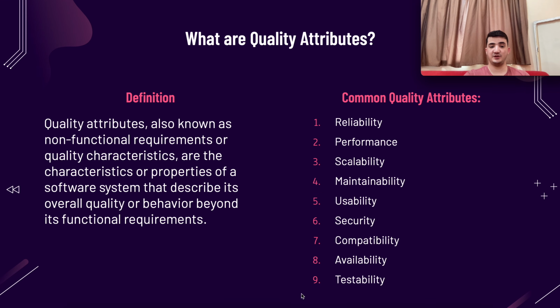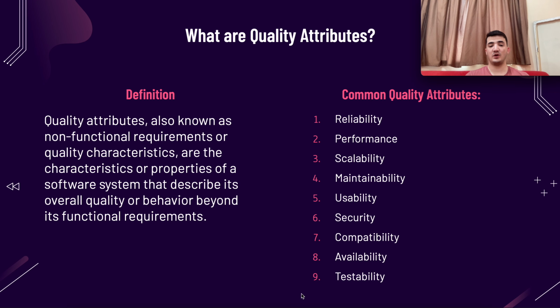And then our next key term is, what are quality attributes? Quality attributes are also known as non-functional requirements or quality characteristics, and these are the properties of a software system that describe its overall quality or behavior beyond its functional requirements. So not what it does, but how it does it. Some common quality attributes include things like reliability, performance, scalability, maintainability, usability, security, compatibility, availability, and testability. These aren't all of the quality attributes, but these are some very common ones that you'll run into a lot when using the Agile methodologies.